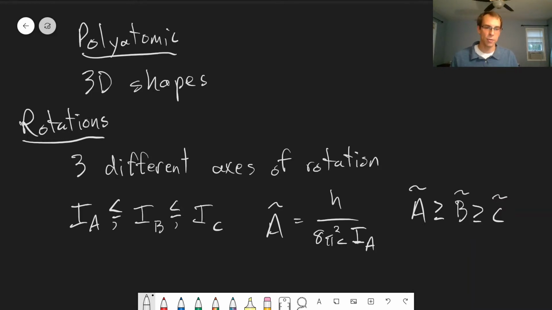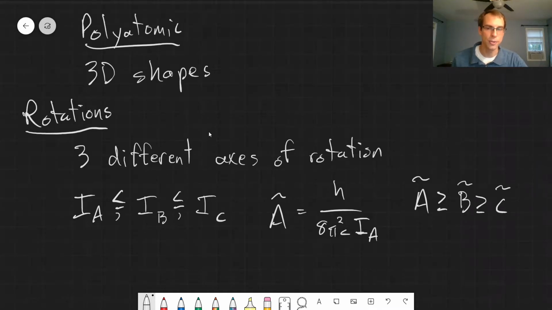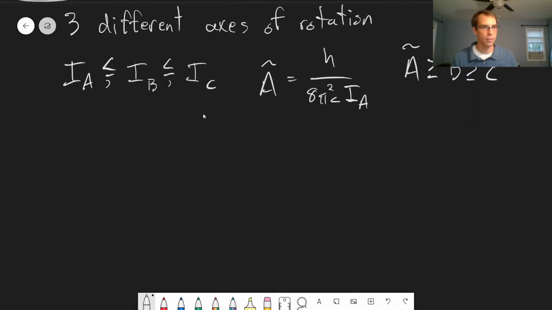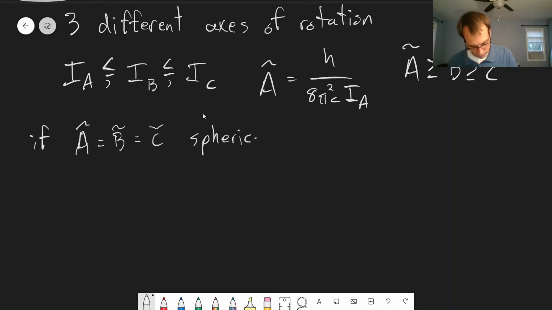So these three different axes of rotation, these are the principal axes, and these are sort of the axes that a molecule will naturally rotate about. And we can use these to classify different types of molecules and how they spin. So we have different possibilities. If all of the moments of inertia are equal to each other, this is known as a spherical top. So this is something like methane or anything that has tetrahedral geometry.